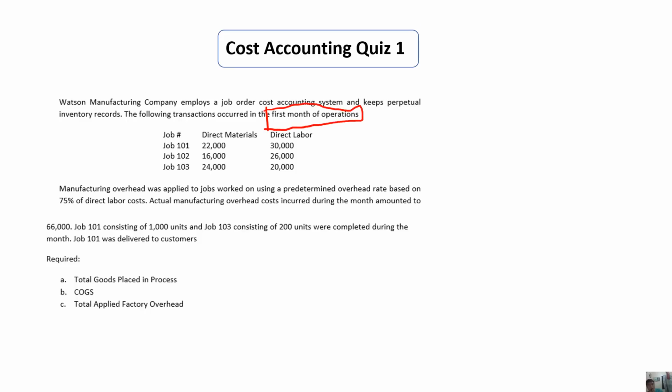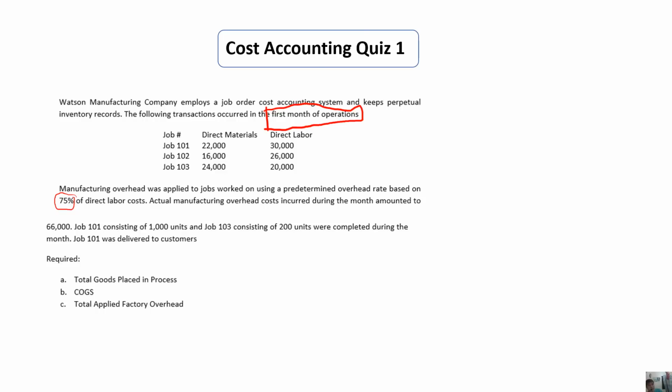So dahil first month of operation, wala po tayong work in process beginning. So let's proceed. So meron tayong job 101, 102, 103. So meron tayong direct materials, direct labor. Hindi provided ang factory overhead. However, on the next statement, sinabi dyan, manufacturing overhead was applied to jobs worked on using predetermined overhead rate, which is 75% of direct labor cost. So gagamitin natin yung 75% to get the factory overhead on each job. And the actual manufacturing overhead incurred during the month amounting to 66,000 pesos.